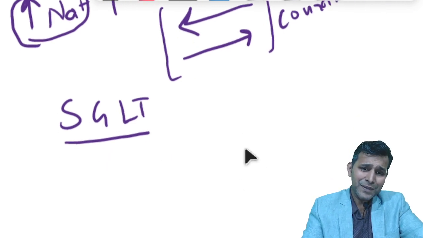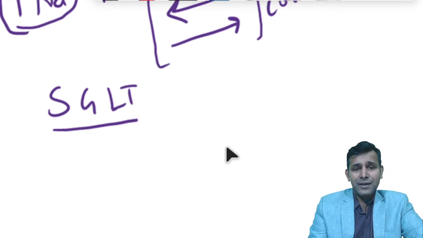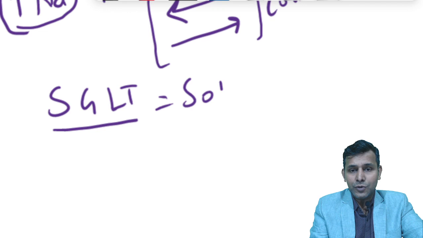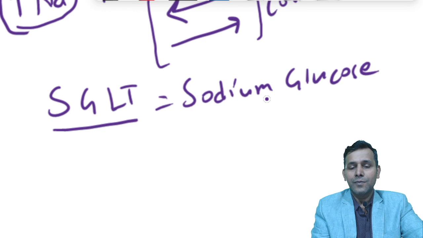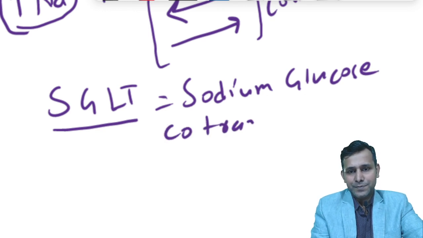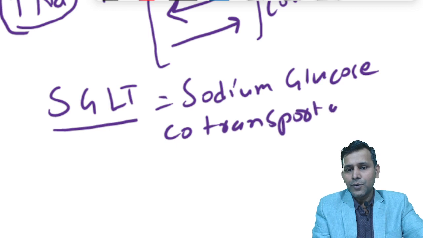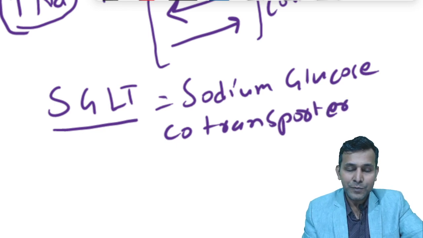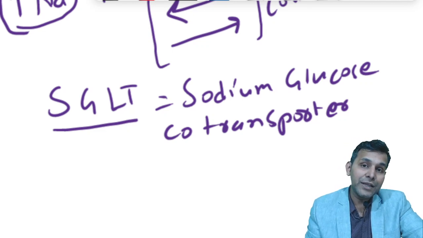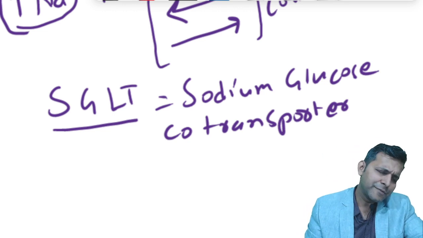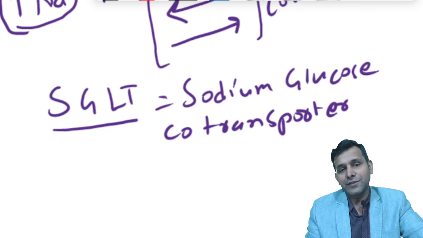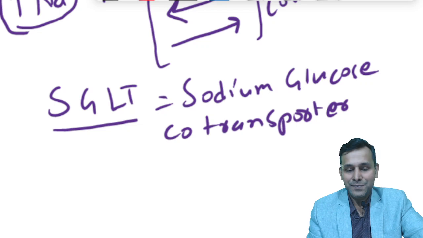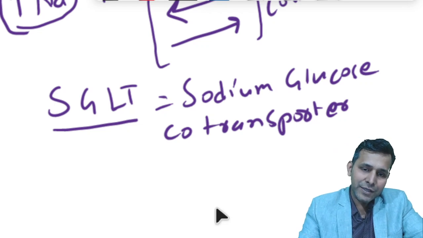So what is SGLT here? SGLT stands for sodium glucose co-transporter, or some books mention it as sodium glucose transporter, and some mention it as sodium glucose linked transporter or sodium linked glucose transporter, whatever you say. But the one thing is, the glucose transportation is linked to the movement of sodium ions. Now, where is this SGLT present?